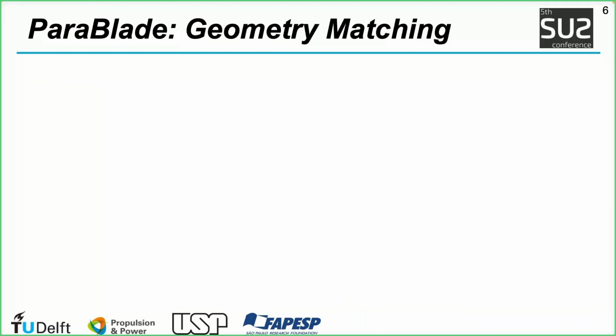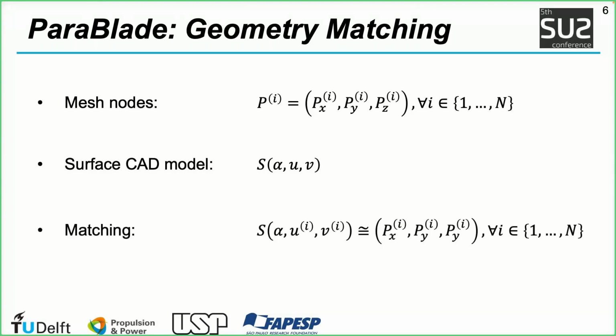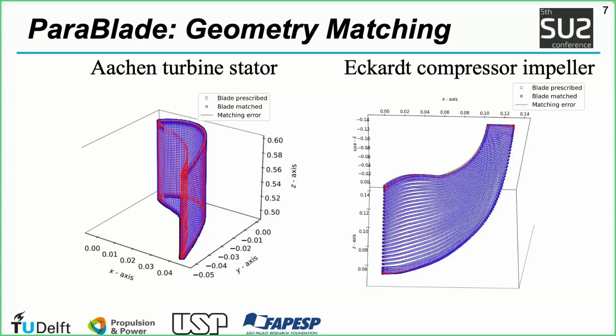A very nice feature of Parablade is the geometry matching. If you have a set of mesh nodes and you would like to find a surface CAD model that represents this data set, so we want to find a relationship between a CAD model and our mesh, we want to find the best CAD model possible to represent our geometry. Here we have some examples for the Aachen turbine stator and also for the Eckert impeller. Parablade can basically match axial geometries, radial geometries, or any kind of blade.